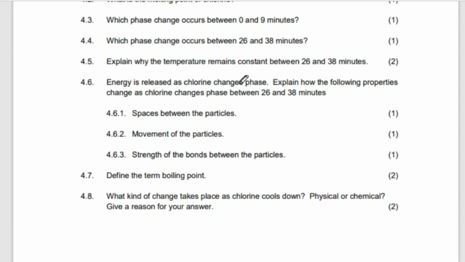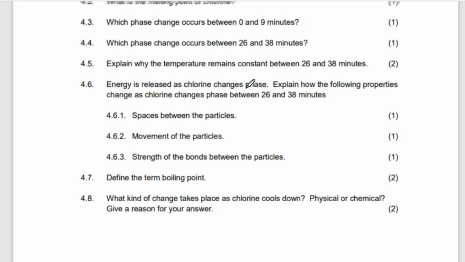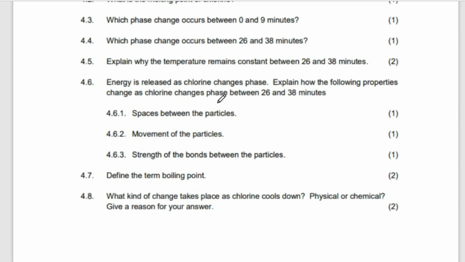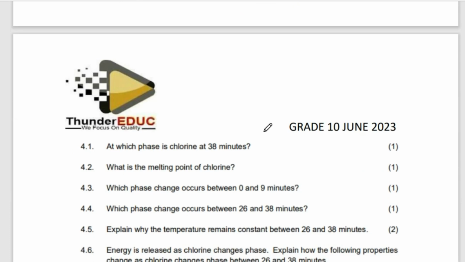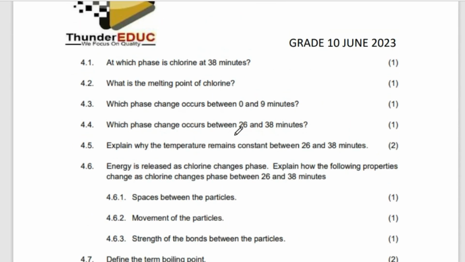Energy is released as chlorine changes phase. Explain how the following properties of chlorine between 26 and 38 change. Space between the particles. When there is a change in the phase, the space starts to become smaller. Yes. And then the movement of the particles. The speed at which they are moving reduces.